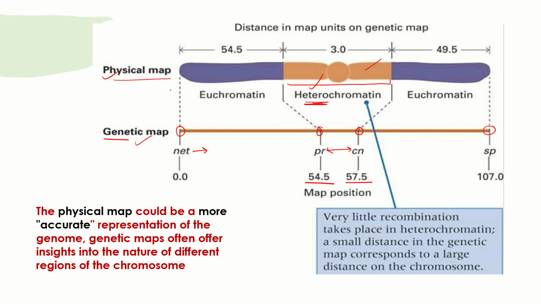So physical maps give you a more real picture, they are more accurate representations of the genome as compared to the genetic maps. But genetic maps often give you insights into the nature of different regions of chromosomes, because this is not always the case. So it can give you otherwise the nature that okay, the genes may be placed together, they may be working together, or they are separately, distantly placed. So it cannot be wholly, solely relied upon. So most of the time the physical map information and the genetic map information are overlapped, and then they are used for sequencing procedures and all.